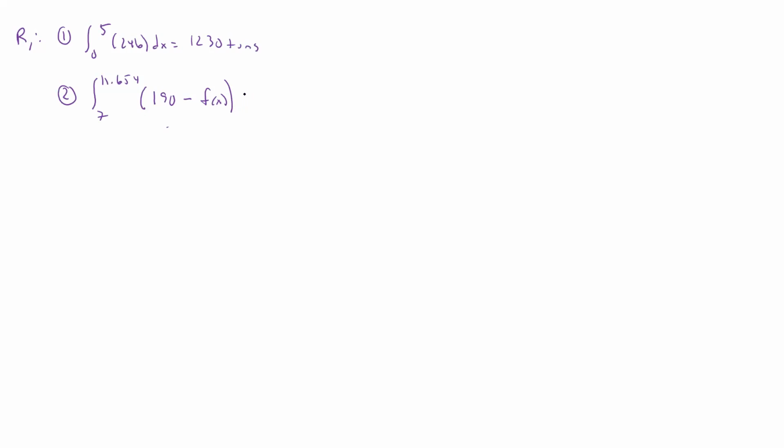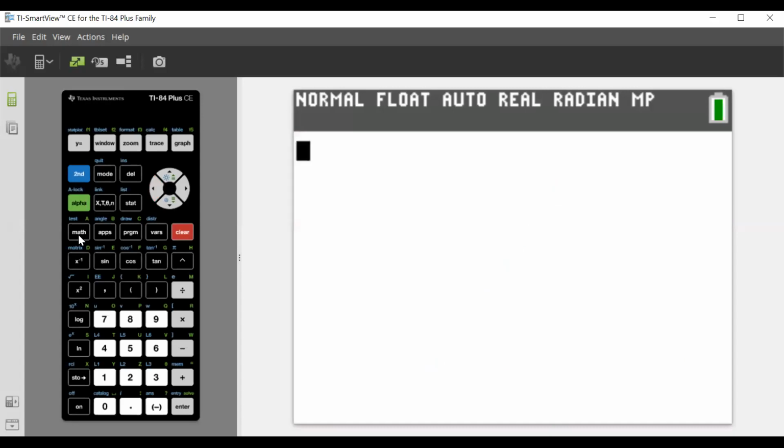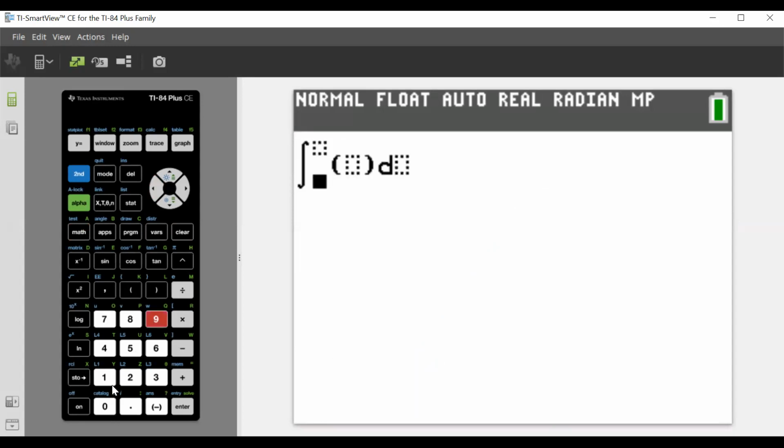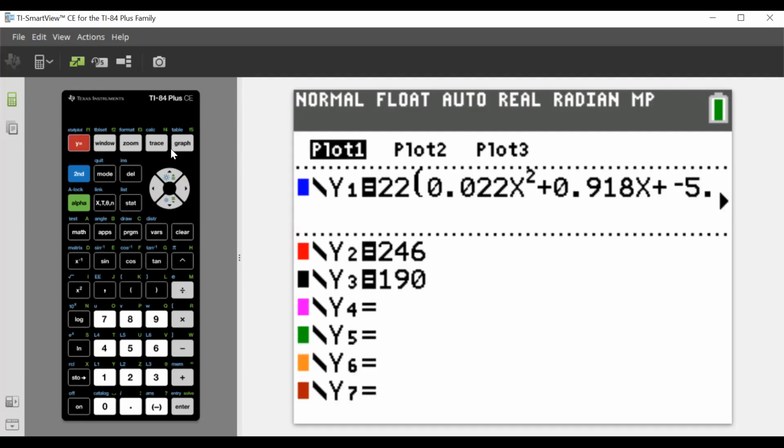And so that's going to be dx. And so that's going to give us, let's go look in our calculator. Let's clear that. So we're going to do math 9, and we're going to go from 7 up to 11.654, and that's going to be the 190 minus, and I think I hopefully have it here in y1.